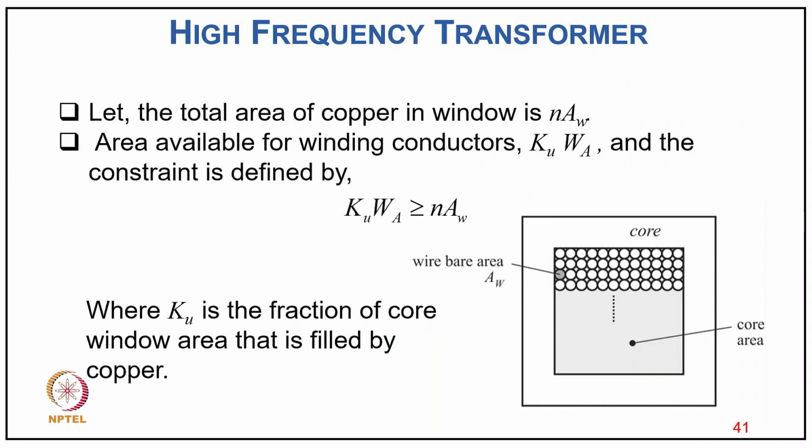So let's take the total area of copper in the window as N times A_W, as you can see in the diagram, and the area available for the winding conductors is Ku times W_A. The constraint is defined by Ku W_A should be greater than N A_W, where Ku is the fraction of the core window area that is filled by copper.